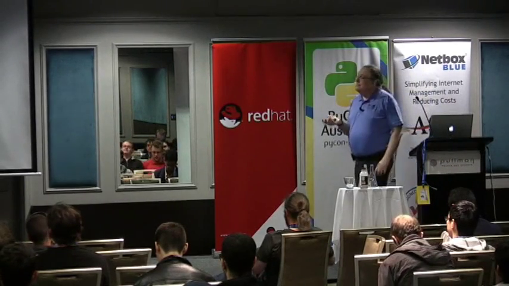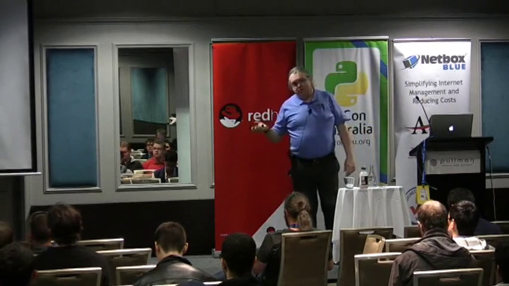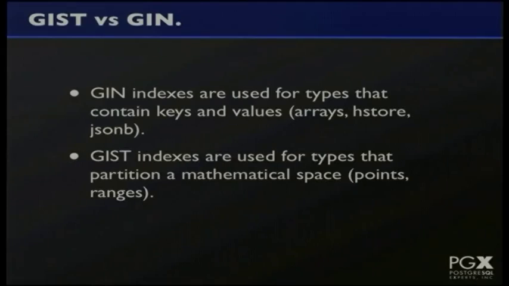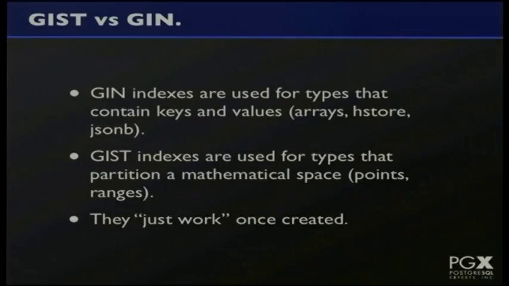So if it contains keys and values, like arrays, which are all values, no keys, but same principle, or hstore or JSONB, GIN indexes are what you want. For types that partition a mathematical space, you can imagine a line being broken up by ranges, or a plane being broken up by points or rectangles, you use a GiST index. The good part about these is you don't really have to understand all this stuff. You know the right syntax, create them, and they'll accelerate the right set of operators for you. So that's the good part.